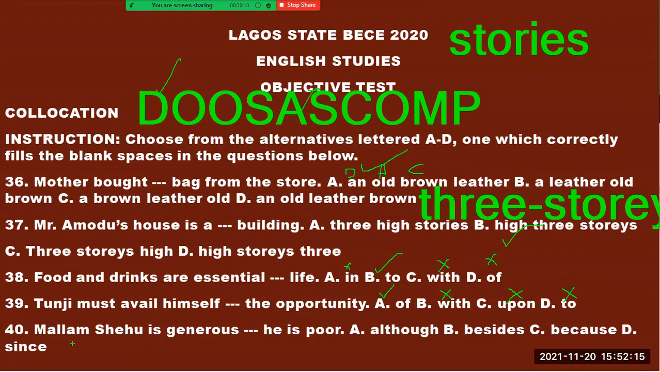Now, question number 40. Malam Shehu is generous, dash he is poor. A, although is likely. Now let's eliminate the other options and then we confirm that A is correct. Now B, Malam Shehu is generous, besides he is poor. No, this is ungrammatical. C, Malam Shehu is generous because he is poor.